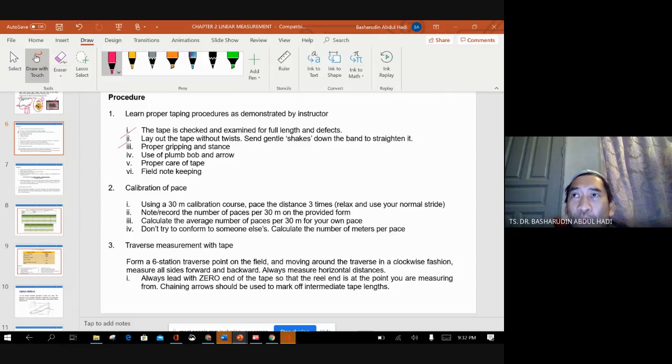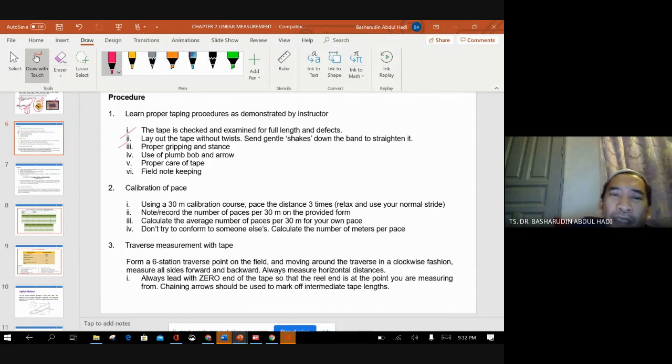So how do you know that your tape is going to your pegs? Using the plumb bob. Alright? Proper care of tape. Normally after you use a tape, you must keep the tape nicely. You must roll it very slowly and gently, and make sure that when you roll and keep it, the tape is not twisted.